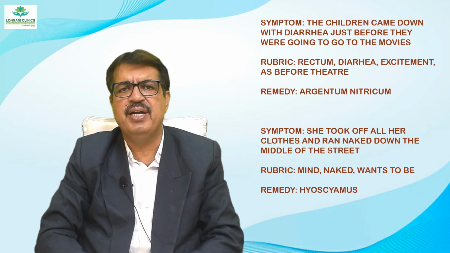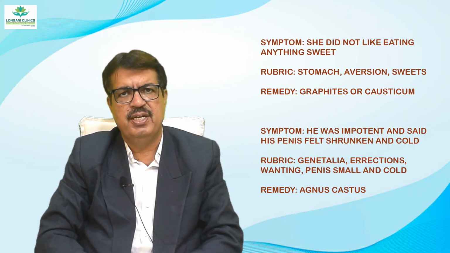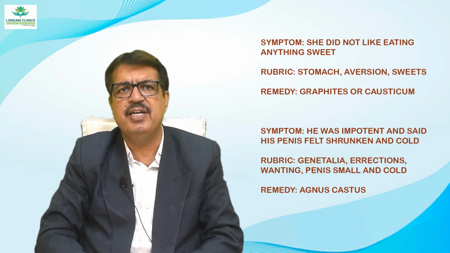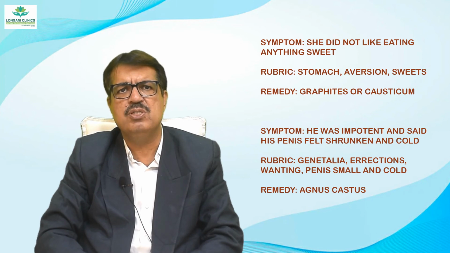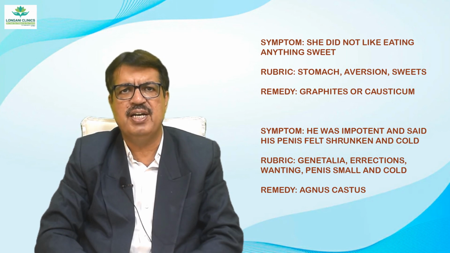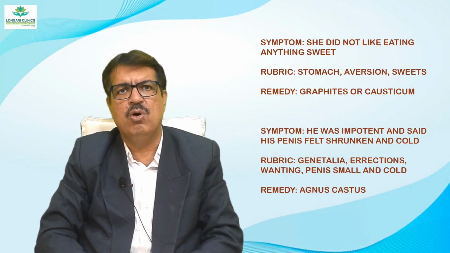The rubric: mind, naked, wants to be. The remedy is hyoscyamus. Next symptom: she did not like eating anything sweet. Rubric: stomach, aversion, sweets. The remedy you will find is graphites or causticum. Next symptom: he was impotent and said his penis felt shrunken and cold. The rubric: genitalia, erections, wanting, penis small and cold. The remedy is agnus castus.